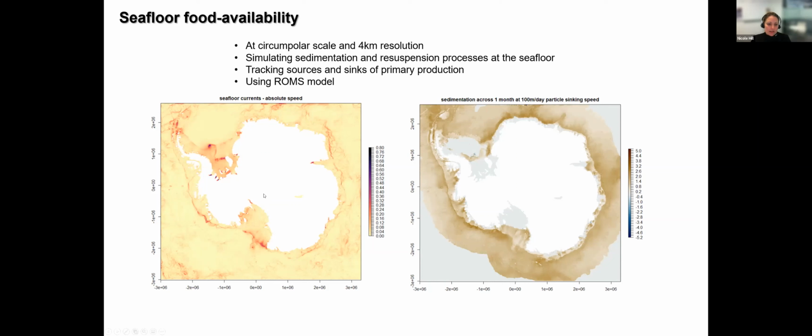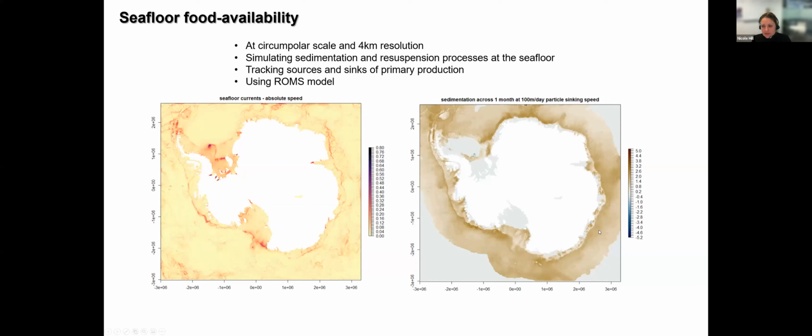What you can see on the left here is from the ROMS model, and it shows the current speeds, absolute current speeds at the seafloor. And obviously this is going to be important in redistributing seafloor food. These results are also hot off the press. And then on the right-hand side, you can see the sedimentation after 1 month of running the model. The model uses climatological averages of sea surface primary productivity to flow through the system, and this is after 1 month where it ends.